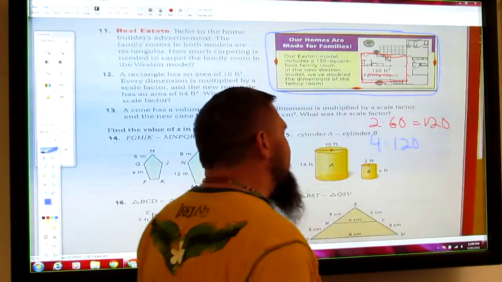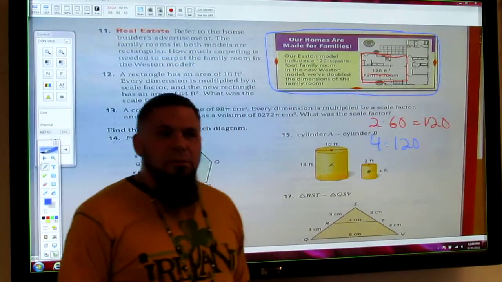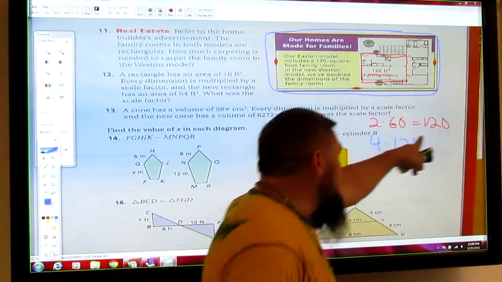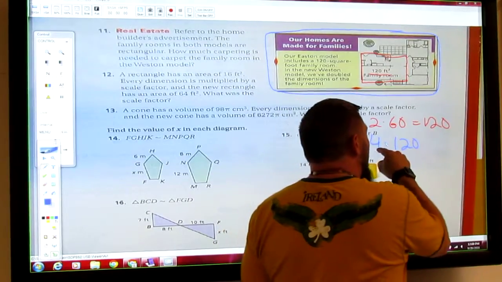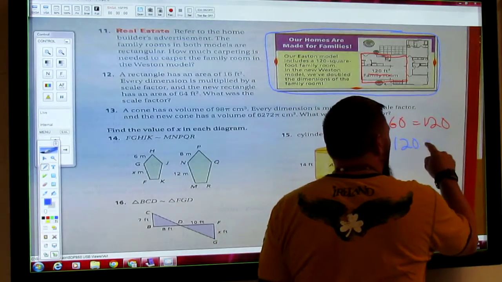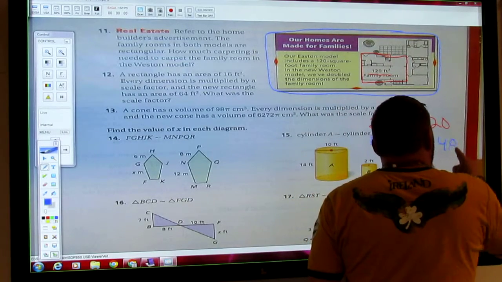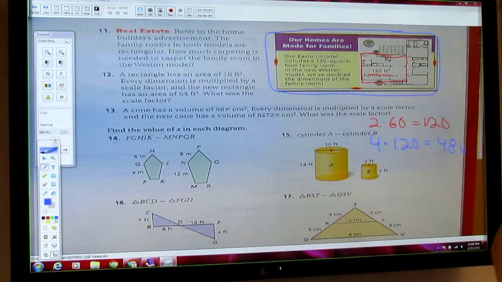What would my square footage be? 4 times 120. Right? That's how I get to the 120, right? So now I go 4 times 120, and what is it? 480. Oh, that's more than doubled. How come the area more than doubled?